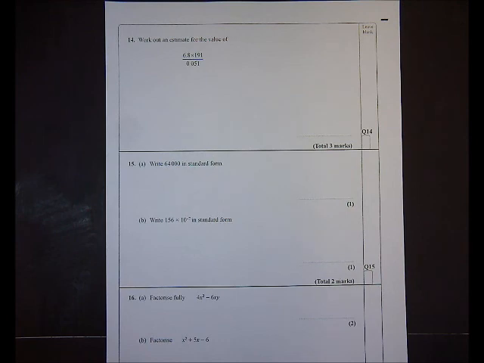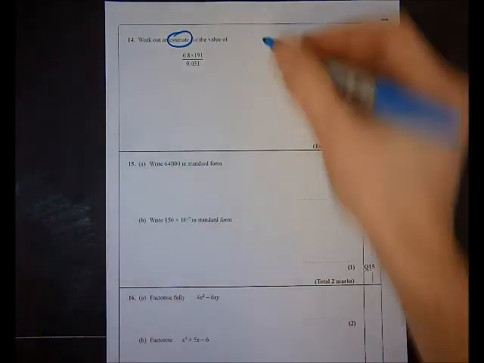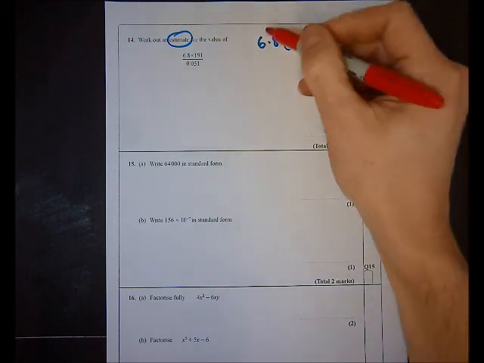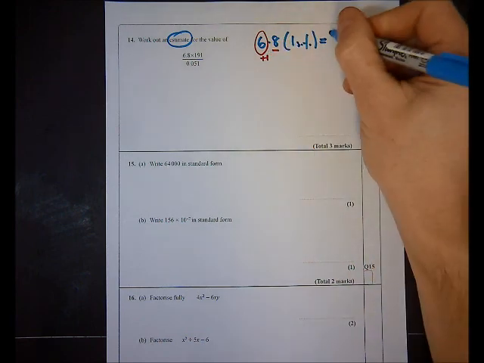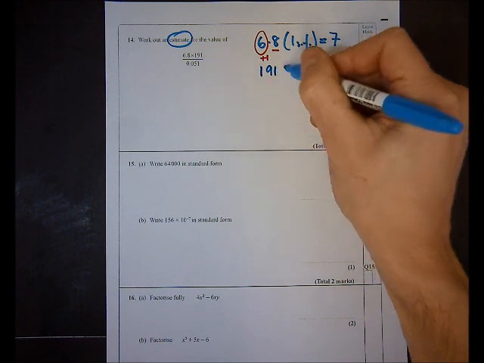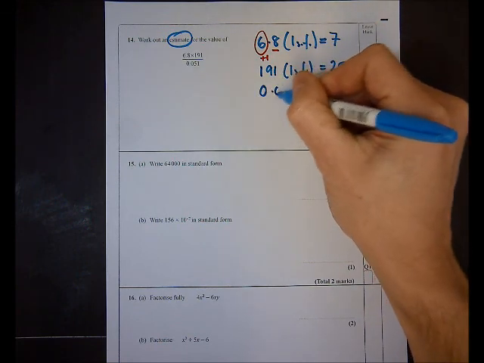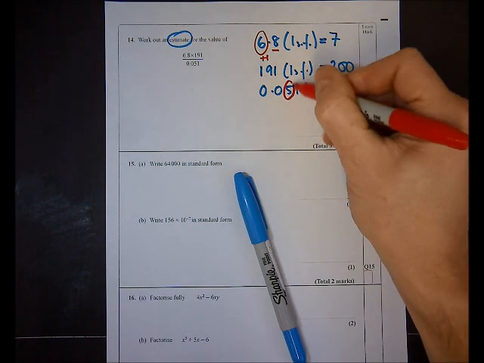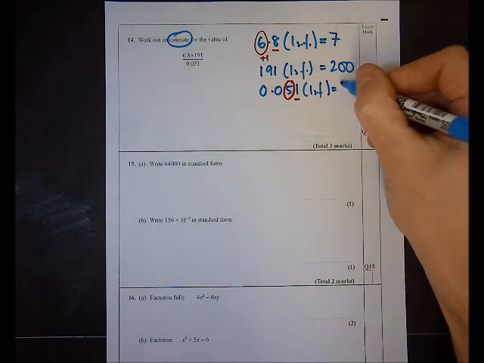In question 14, I'm asked to work out an estimate for the value of 6.8 times 191 divided by 0.051. So when it says estimate, it wants me to round all of those numbers to one significant figure. So 6.8 to one significant figure would be, well, I'll circle the first number, which is significant, which is the 6, and have a look at the 8. The 8 means I need to increase this by 1, so that's going to become 7. And I do the same thing for the other numbers. So 191 to one significant figure is going to be 200, and 0.051 to one significant figure is going to be, well, the first significant figure here is the 5. These two zeros don't count as significant, and then I look at this 1 and it means the 5 stays the same. So to one significant figure, that will be 0.05.